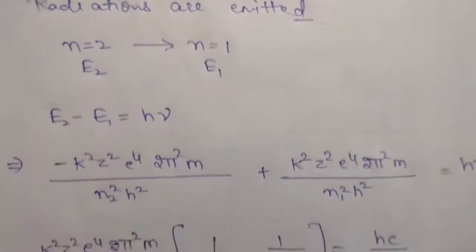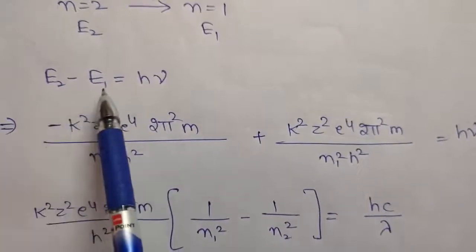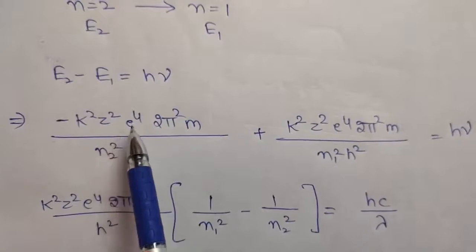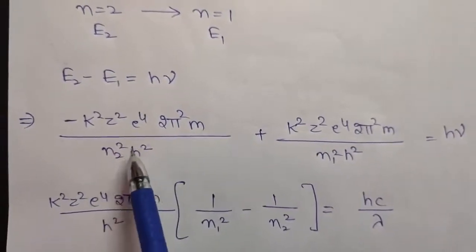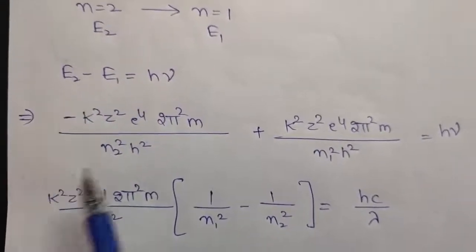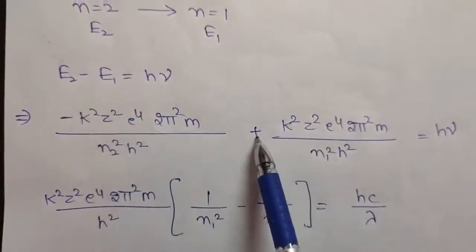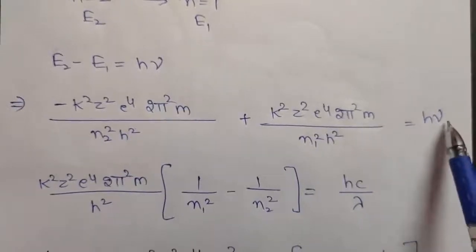Now as we have calculated the value of E, just put the value of E here. So E2 will be minus k square z square e to the power 4 2 pi square m upon n2 square h square, n2 because we are talking about the second state here. Similarly, E1 will be the same, minus minus will become positive, and instead of n2 we will have n1. So this will be equal to h nu.